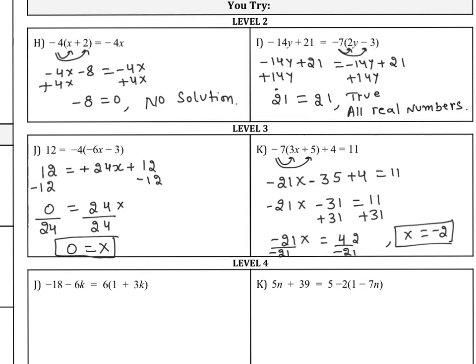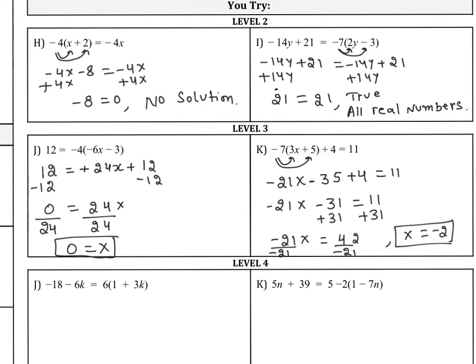For letter J, 12 equals negative 4 times negative 6x minus 3. First, distribute the negative 4 inside the bracket. Negative 4 times negative 6 is 24x. It's positive because two negatives multiplied give a positive. Negative 4 times negative 3 will be positive 12.